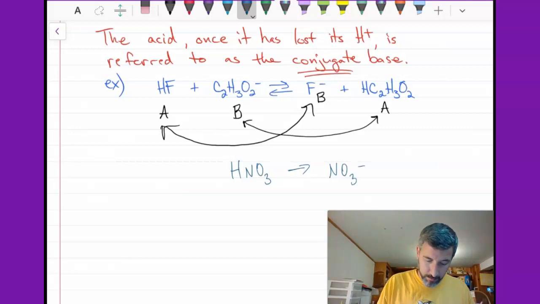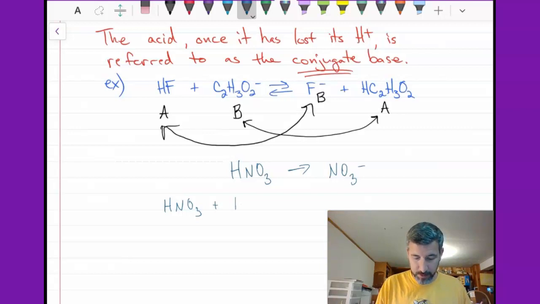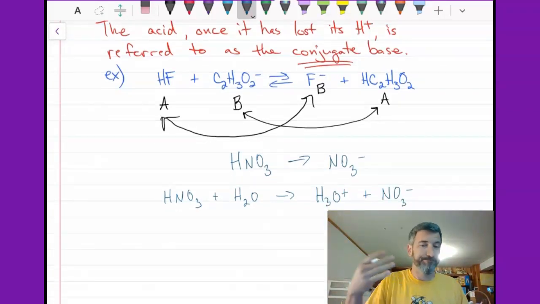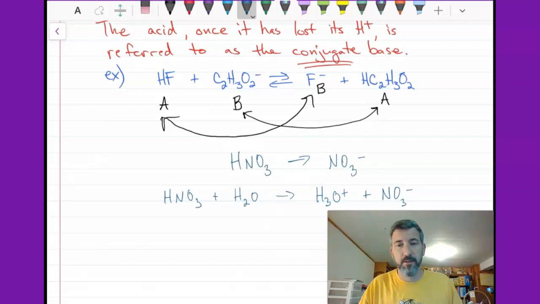Maybe we gave it to water. Maybe this is a simple Arrhenius acid ionization. Maybe we said HNO3 plus H2O gives us hydronium plus nitrate, right? But the point is, you should be able to tell a conjugate simply by adding or subtracting a proton, an H plus. So bases also have conjugates.